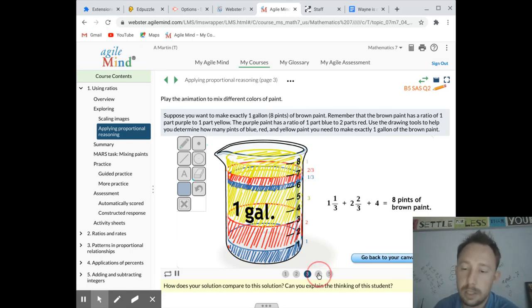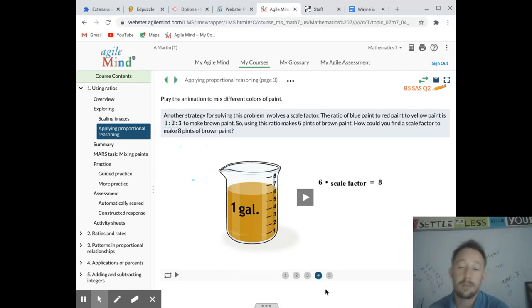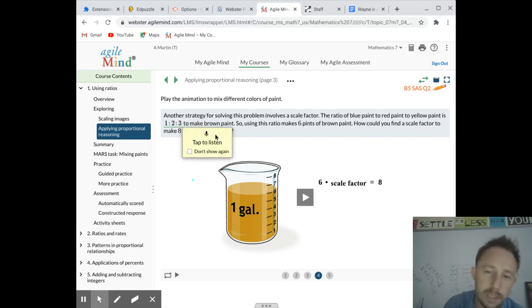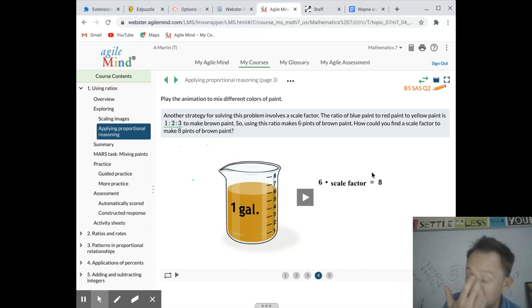All right, so let's look at part 4 of page 3. It says another strategy for solving this problem involves a scale factor. So they take 6 and multiply it by the scale factor to get 8. The reason they're using 6 is because that's what we used earlier making brown paint. They had 1 part of one color, 2 parts of the other to make the purple, plus the 3 pints of yellow, and it gave you 6 pints. So now we're going to make it become 8 pints. Let's see how they do that.